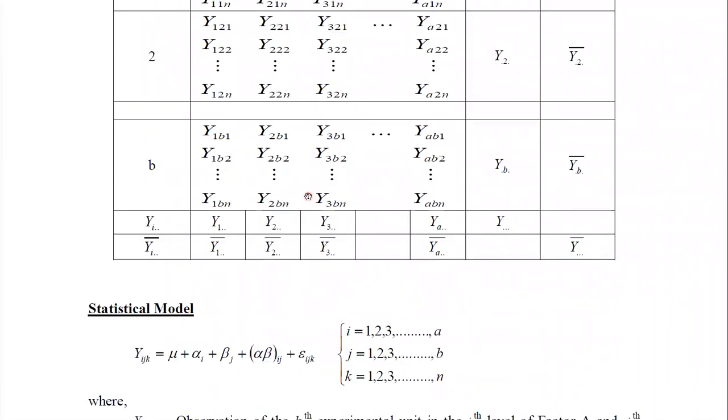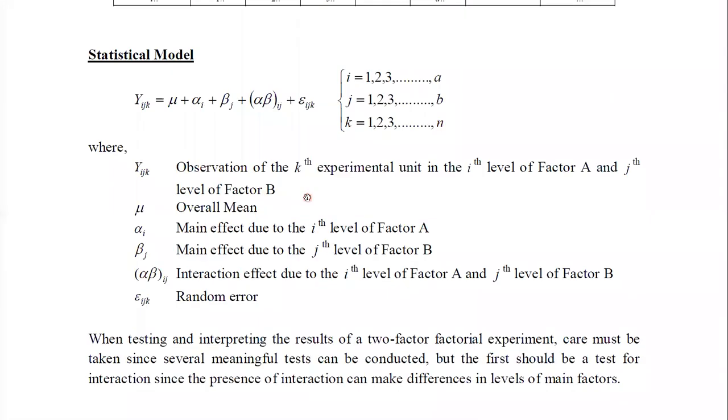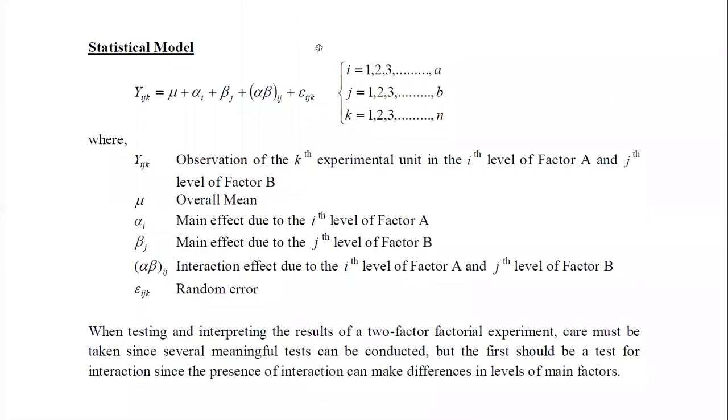Now we will see the statistical model for two-factor factorial design. This is the statistical model that we are going to identify for two-factor factorial design. Here the model is Yijk equals mu plus alpha i plus beta j plus alpha beta ij plus epsilon ijk.